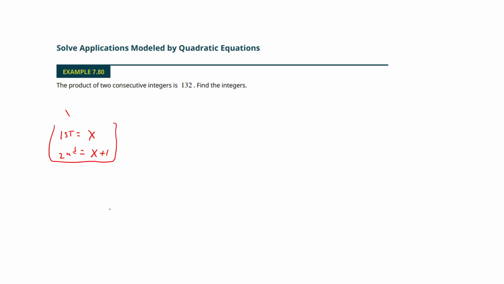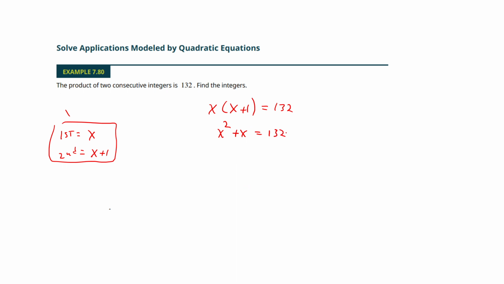So here's my dictionary. Now this time it's the product. So I'm multiplying that first one times the second one. And they tell me that those two, when they multiply together, is 132. And that is my equal. Okay, now this is a different kind of word problem. We haven't seen something like this before. So I'm going to FOIL this out. I'm going to get x squared plus x equals 132.